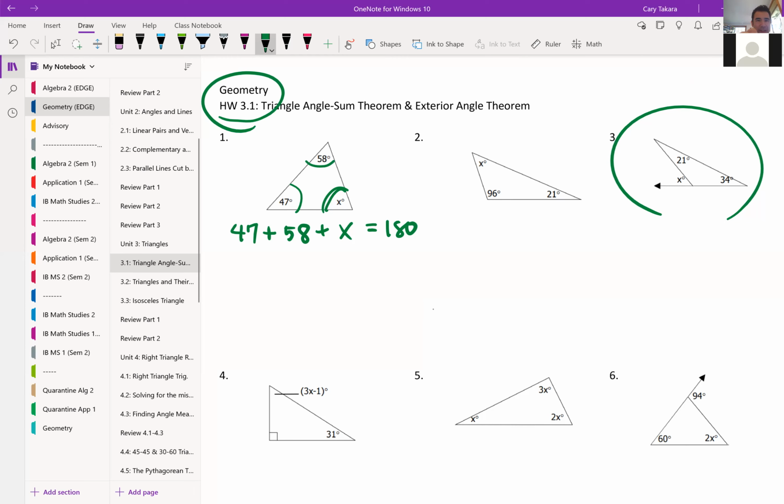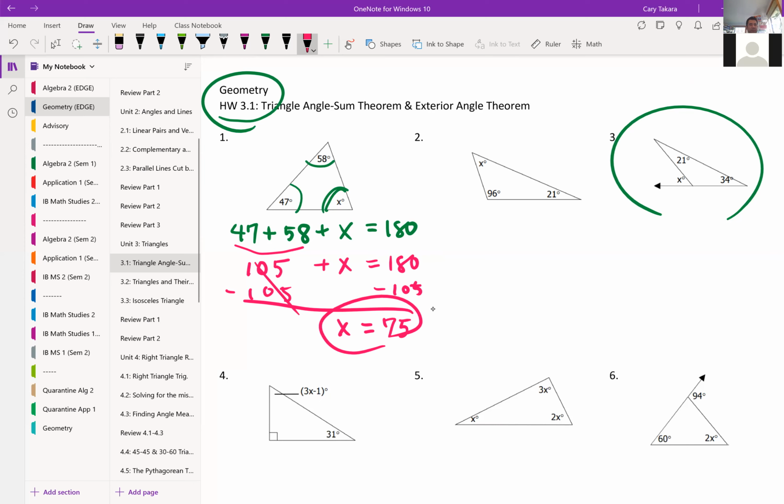Now let's solve that. Can we keep going together? 47 plus 58. Can we not do that? They're on the same team, right? So that's 90, 100, what is it, 5? 105 plus x equals 180. And now you subtract 105 on both sides. So x equals, very good, Logan, 75.